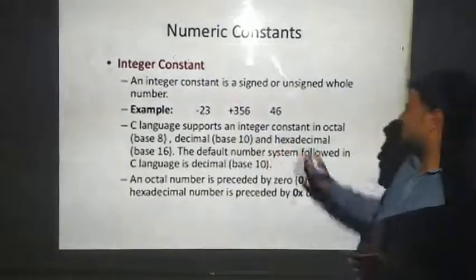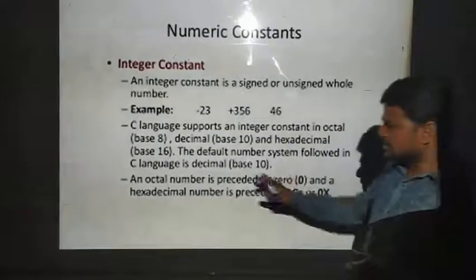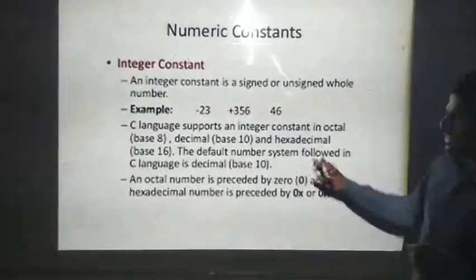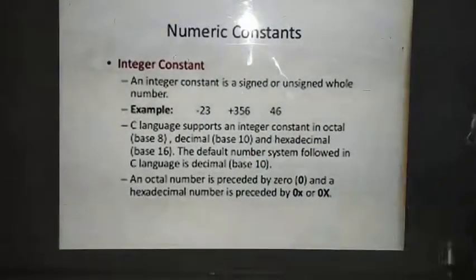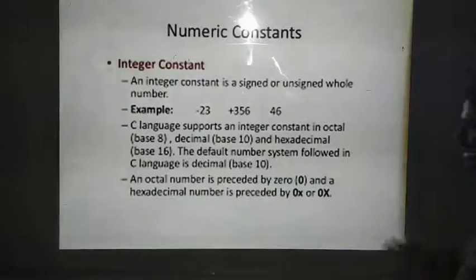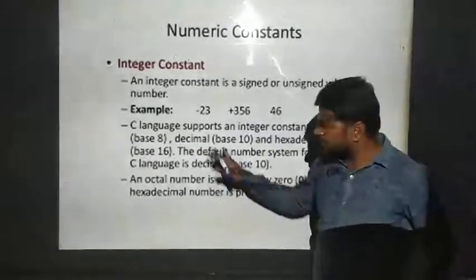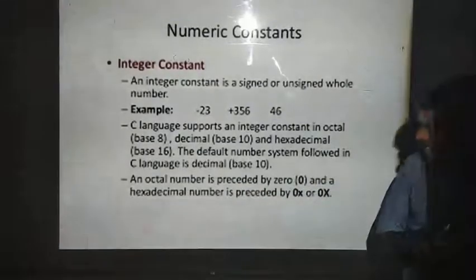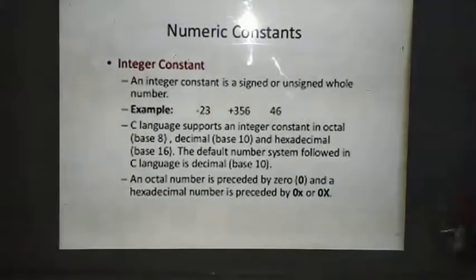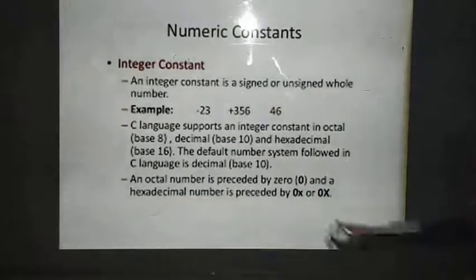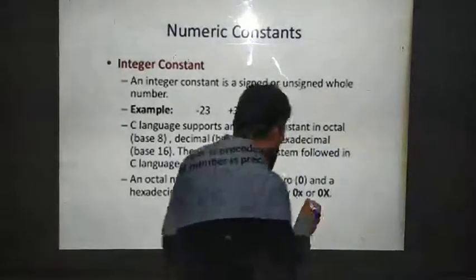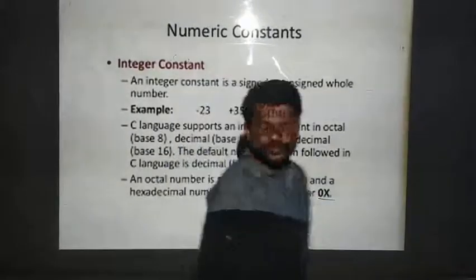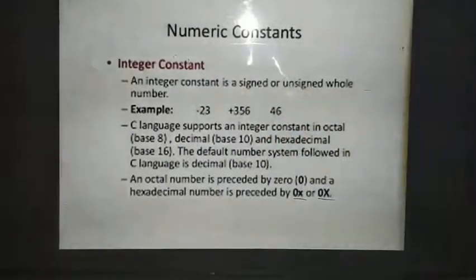C language supports integer constants in octal base, which is base 8; decimal base, which is base 10; and hexadecimal, which is base 16. The default number system followed in C language is the decimal base 10. An octal number is preceded by 0, and a hexadecimal number is preceded by 0x or 0 capital X. This is about integer constant.